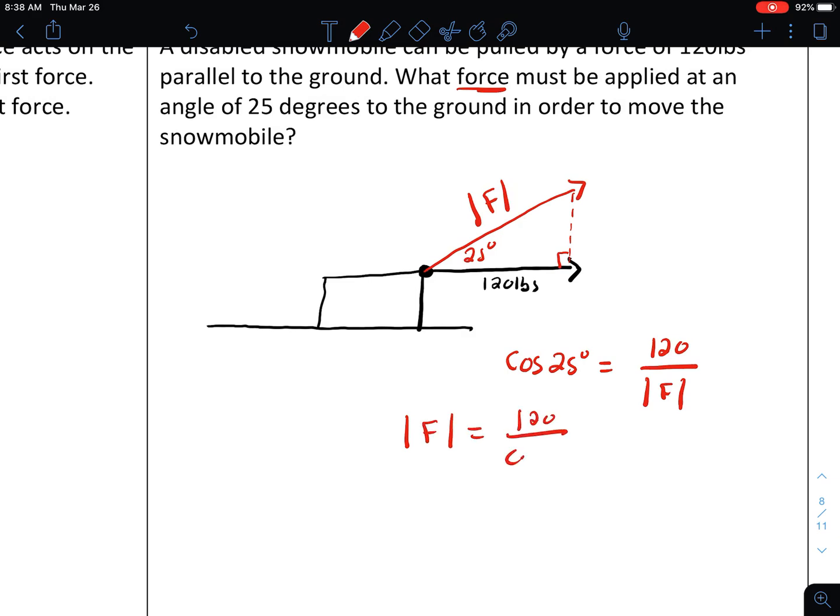So the magnitude of this force is going to equal 120 divided by cosine of 25 degrees, which is going to give me 132.41 pounds.